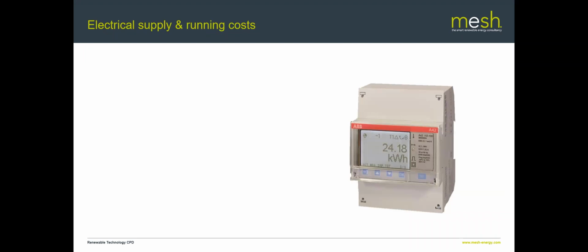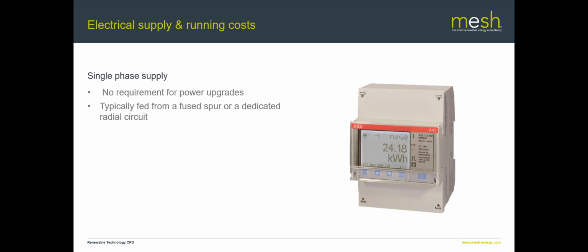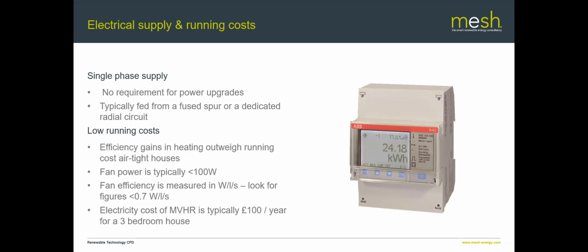So, electricity supply and running costs. Well, the good news is there's no special electricity supply required. Domestic MVHR units use very little electricity, so there's no requirement for power upgrades, anything silly like that. Typically, you just have a fuse spur or a dedicated radial circuit going out to your MVHR units. They will often use less than 100 watts. So you're talking about a tiny little circuit, and the efficiency gains in the heating vastly outweigh the running costs in airtight houses.